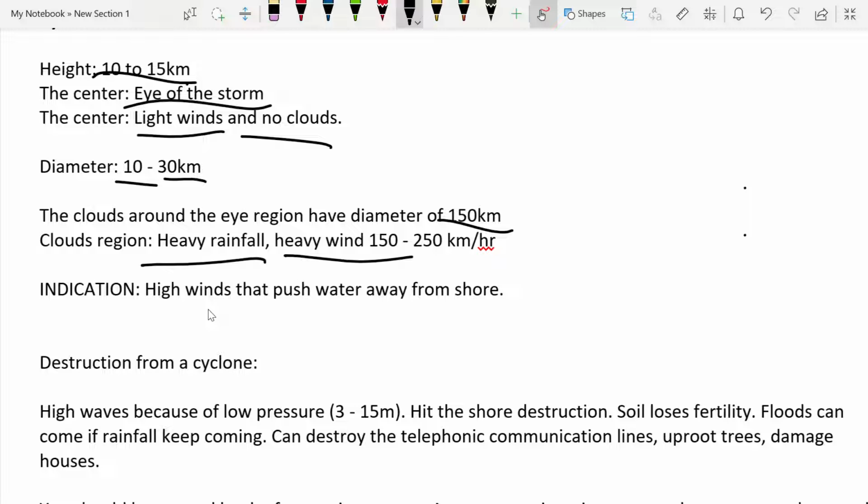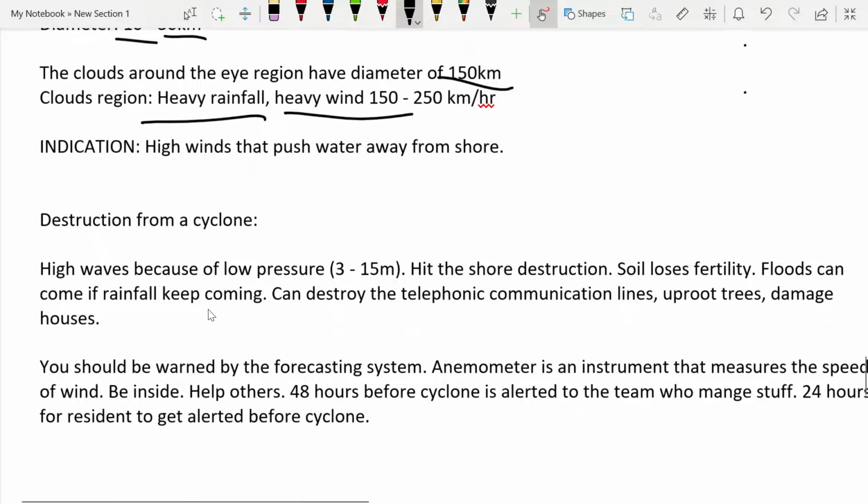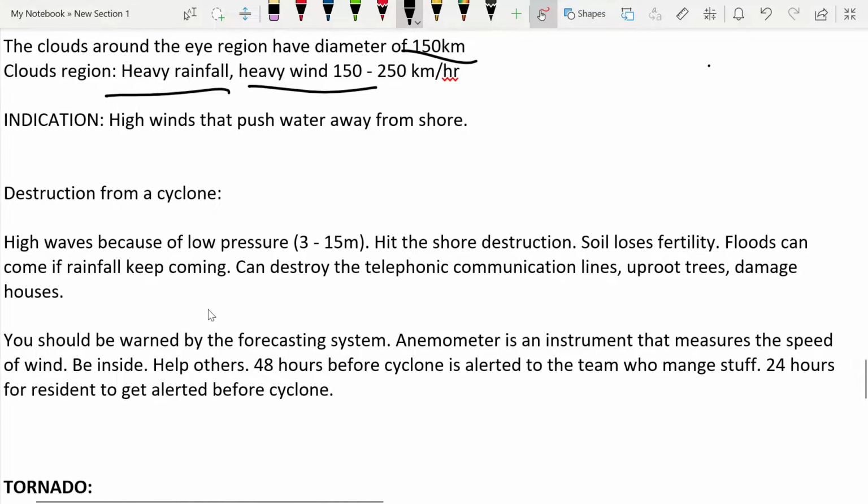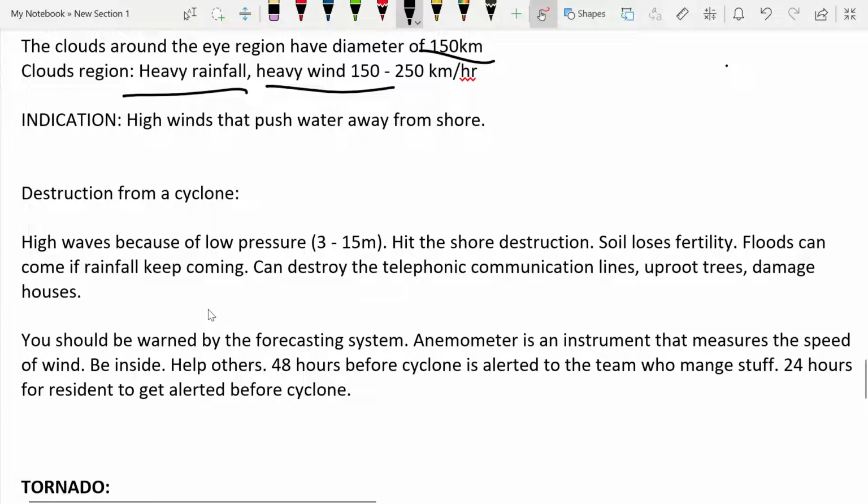An indication can be high winds that push the water away from the shore. Now, destruction from a cyclone. High winds because of low pressure create waves 3 to 15 meters high. Low pressure is because there are high winds. Now, the wind carries water with it, creating waves. When the waves hit the shore, destruction happens.